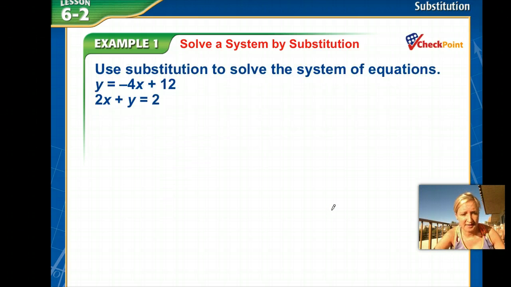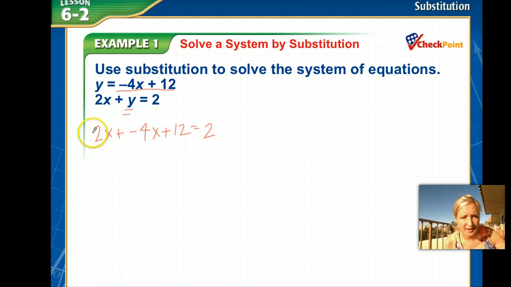All right, let's do the next example. So again, they give you y equals negative 4x plus 12. So wherever I see a y in the second equation, I'm going to substitute. So 2x plus, instead of the y, I'm going to put negative 4x plus 12. And I'm going to set it equal to 2. So again, it's 2x plus y, and instead of y, I'm substituting negative 4x plus 12. Now I'm going to solve it.